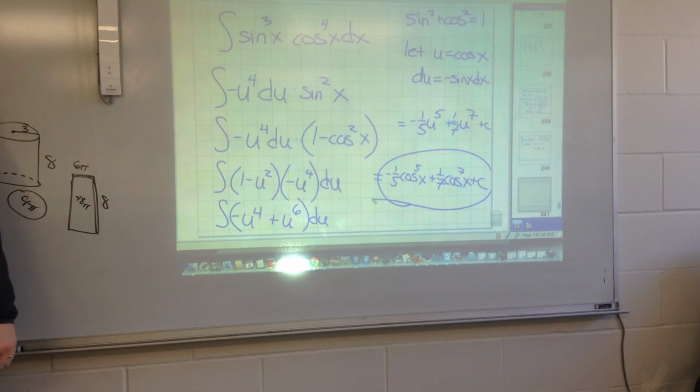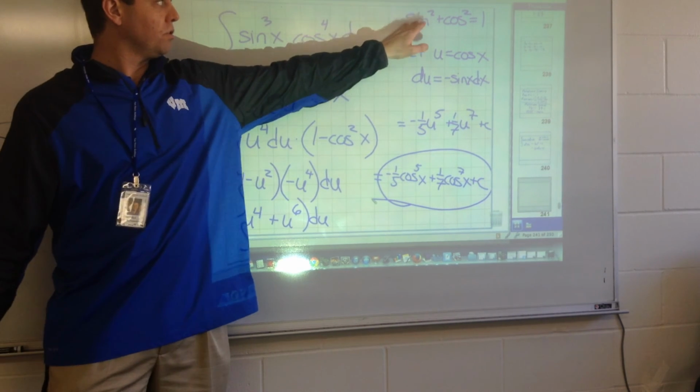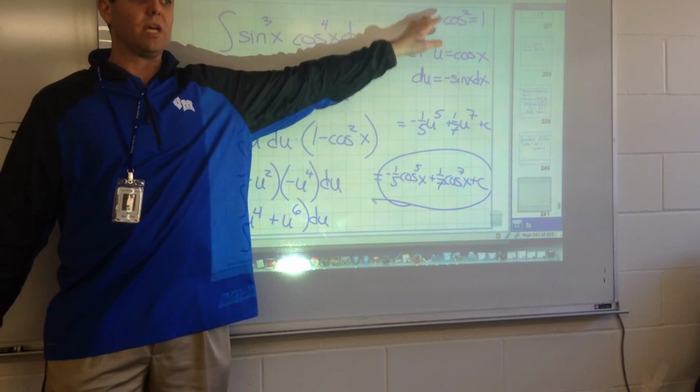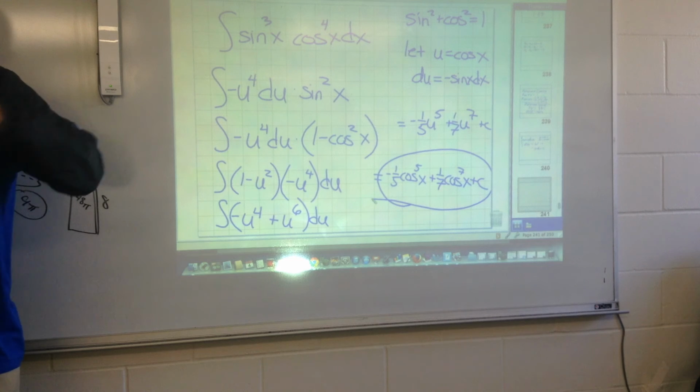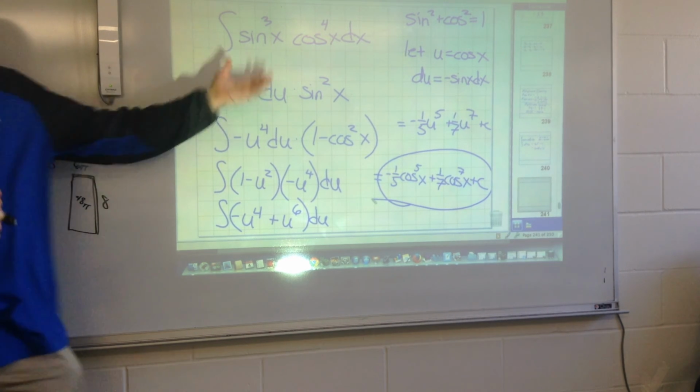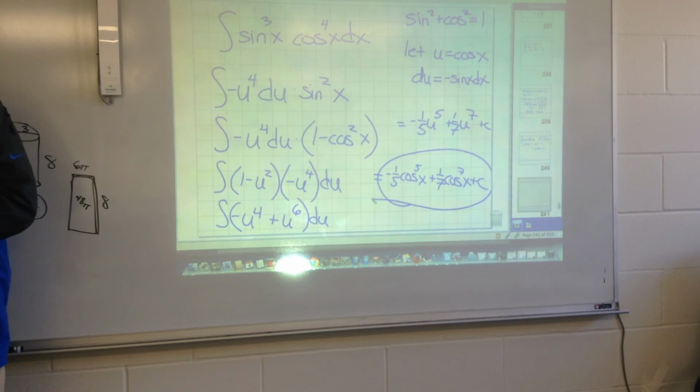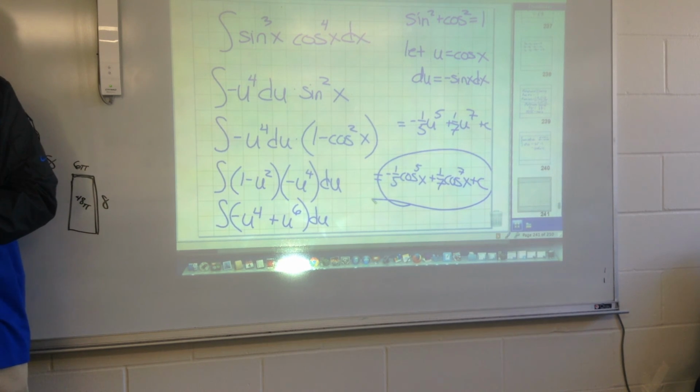Sure. This is a very common identity. You'll use it a lot. Sometimes the reason it's helpful is because it can get sines in terms of cosines or cosines in terms of sines. And if you can get everything alike, doing the antiderivative is so much easier. Right? Okay?